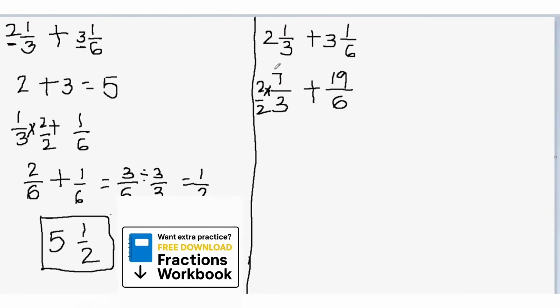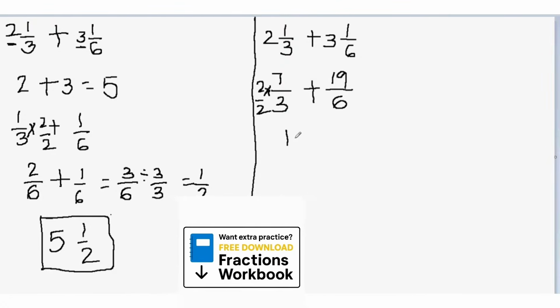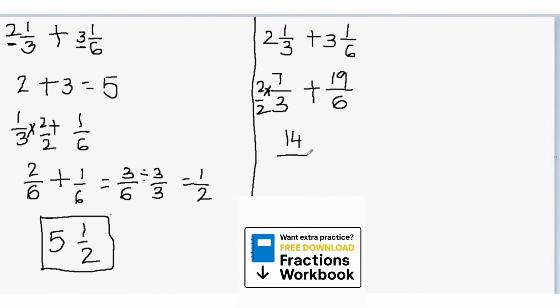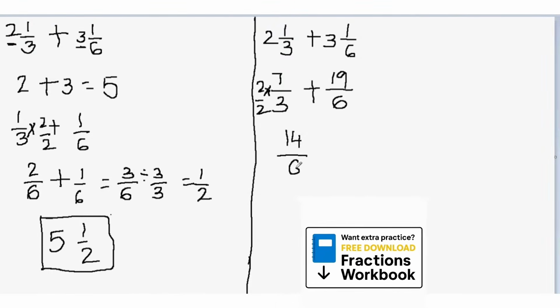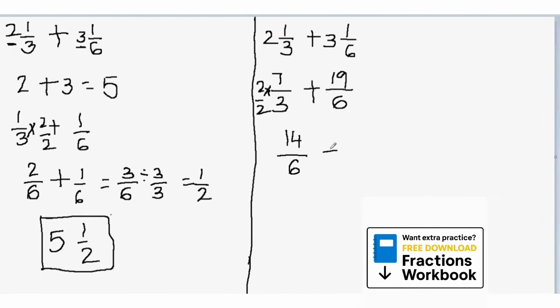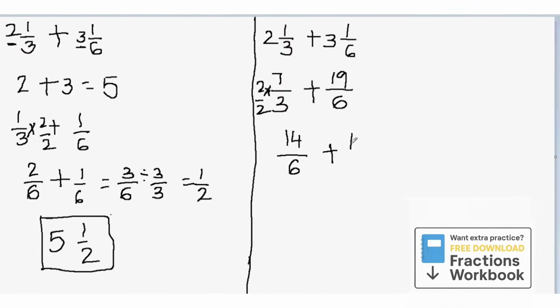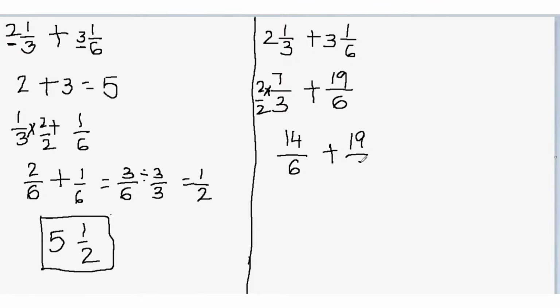Now, you multiply the numerators. 2 times 7 will be 14. And then 3 times 2 will be 6. Then I have the plus sign. And I have 19 over 6. Now I have the same denominators. I have like denominators. I can add the numerators. So 14 plus 19 will be, 19 plus 10 will be 29. And 29 plus 4 will be 33. So I have 33 divided by 6.